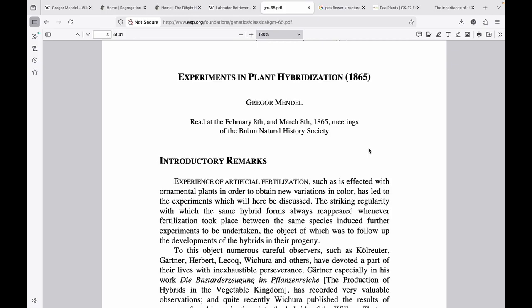And Mendel wanted to understand that phenomenon, so he went after it very systematically in this paper that he shared and published, but took a while to be rediscovered.